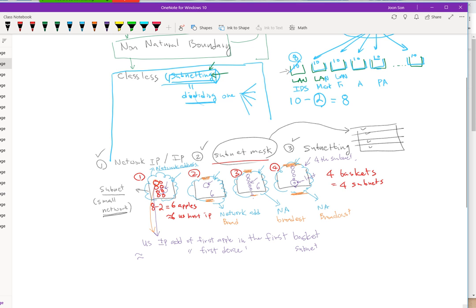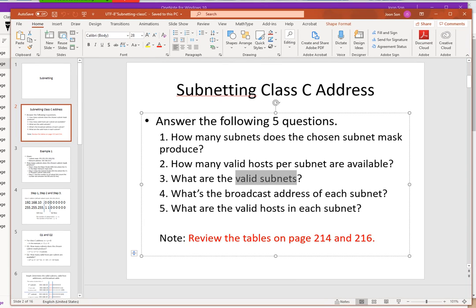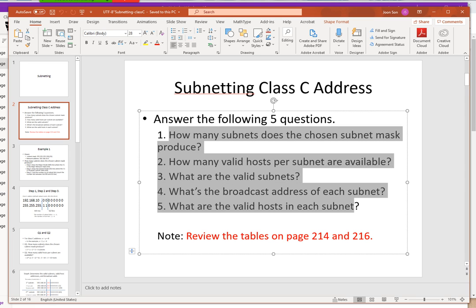So basically, if I give you the IP address and the subnet mask, and tell you that this is a subnetting problem, you should be able to answer all 5 questions, right? If you can do that, yes, no problem. That means you completely understand subnetting. Okay? So any questions?